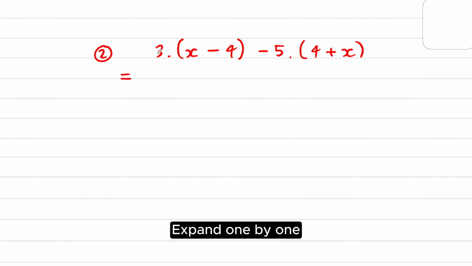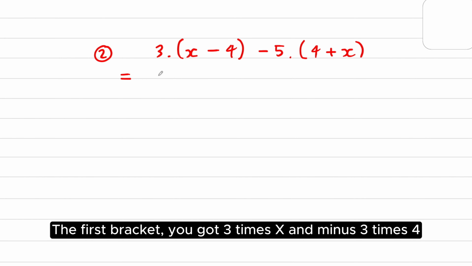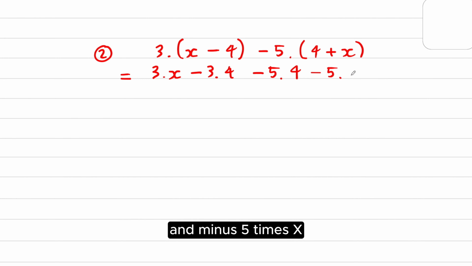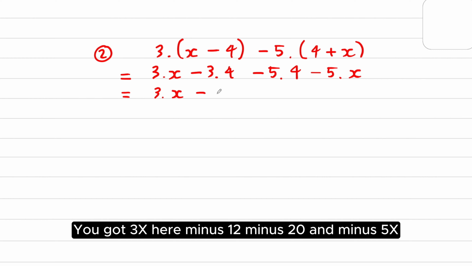Okay, example 2. You have 3 times (x minus 4), minus 5 times (4 plus x). So how can you simplify it? Expand one by one. In the first bracket you have 3 times x and minus 3 times 4. In the other one you have minus 5 times 4 and minus 5 times x. So you get 3x here, minus 12, minus 20 and minus 5x.